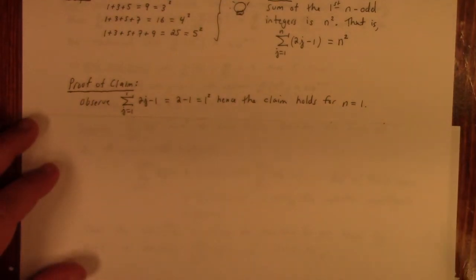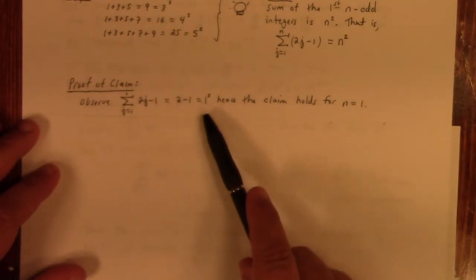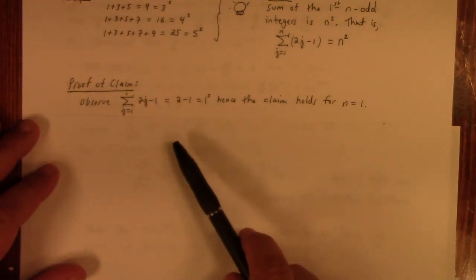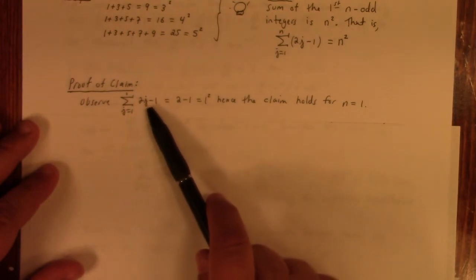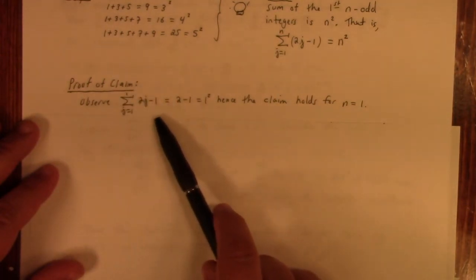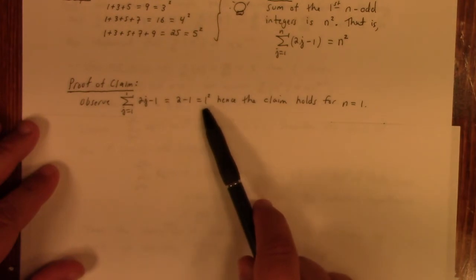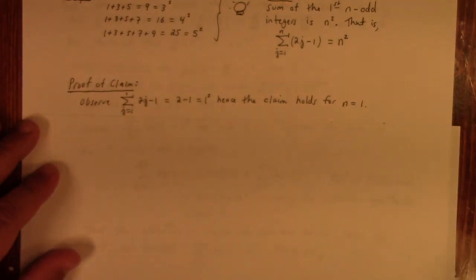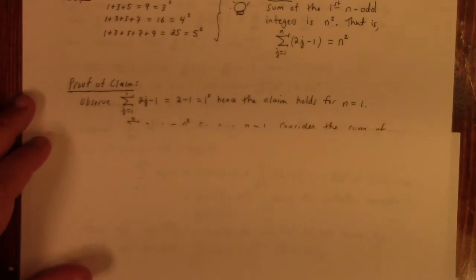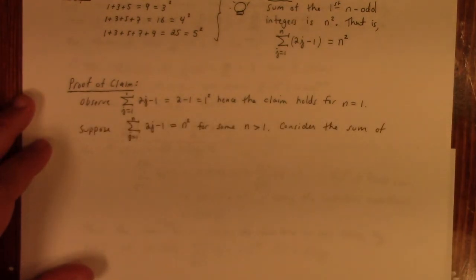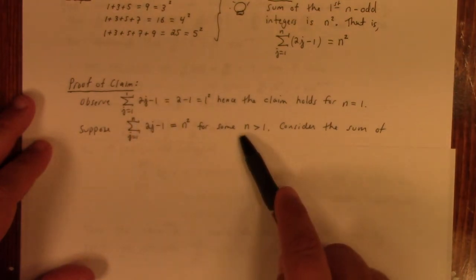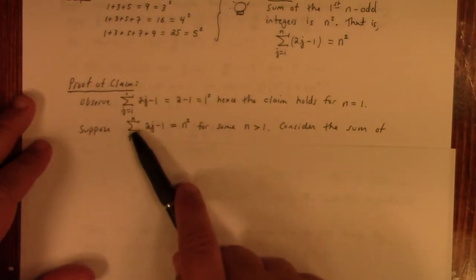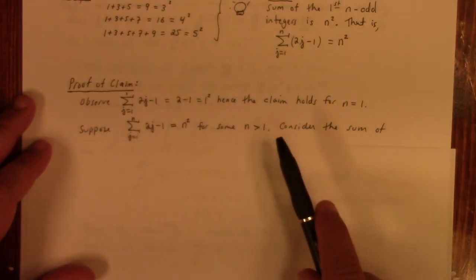so first of all, we prove the claim by noticing the claim holds for n equals 1, right? So we plug in sum j equals 1 to 1, 2j minus 1, that just means that this is one thing, it's 2 minus 1. 2 minus 1 is 1 squared, therefore the claim holds for n equals 1. All right, now suppose that the sum from j equals 1 to n of 2j minus 1 is equal to n squared for some n greater than 1. In other words, we're making this inductive assumption.